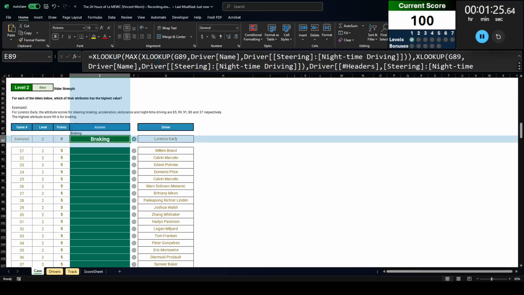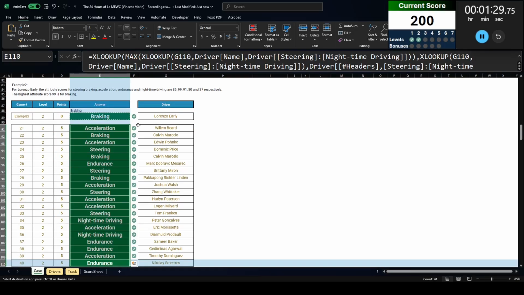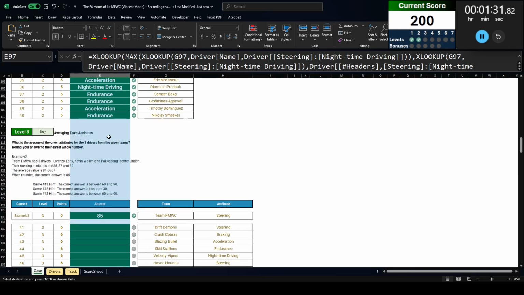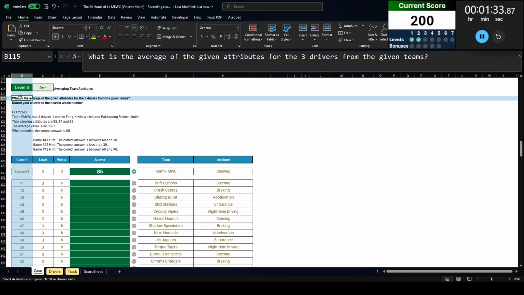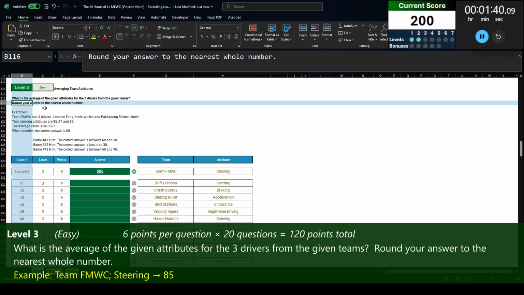Now, the one thing that always worries me about tables is you can't lock cells within a table, so I don't know if this is going to fill properly. It did. I'm happy. Let's go to level 3. What is the average of the given attributes for the 3 drivers from the given teams? Round your answer to the nearest whole number.